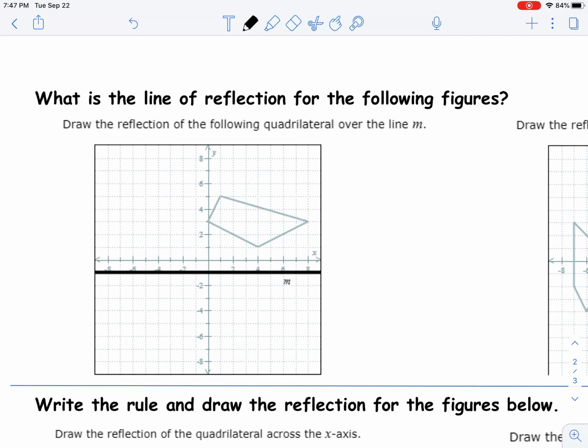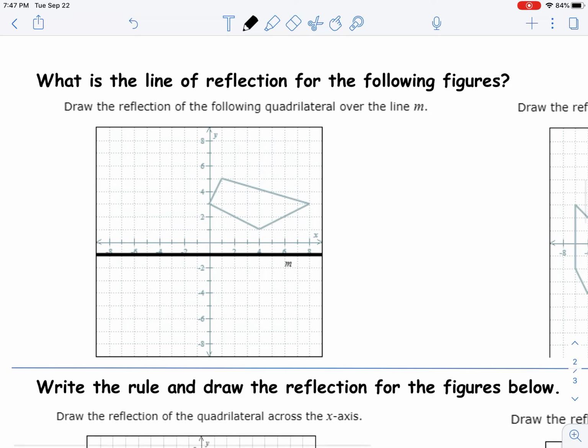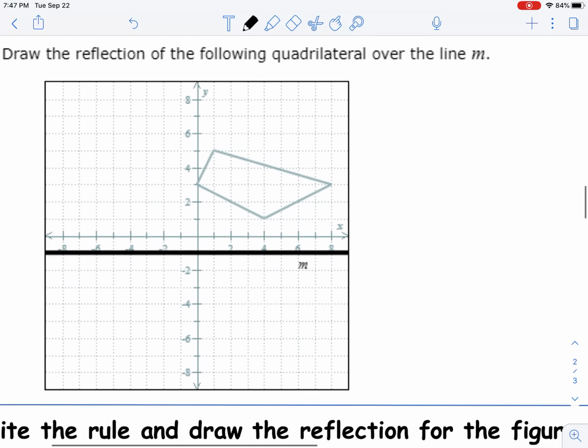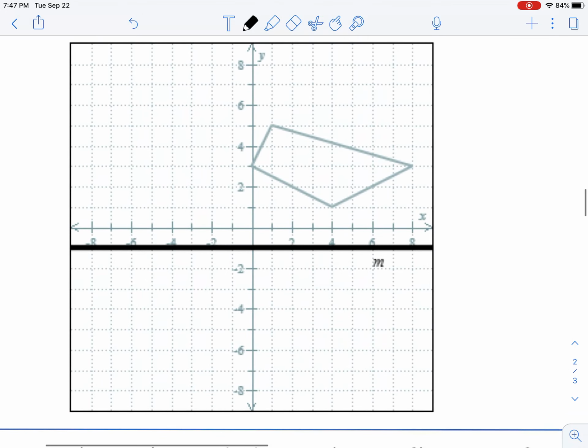What is the line of reflection for the following figures? Oh no, this one is giving us the line of reflection. It's just asking us to reflect it. So what I always do is I mark up my points like that, and I count how far it is away from the line. So if I'm starting here at the bottom one, it's 1, 2, and then it gets to the line. So I should go 1, 2, it'll be right there.